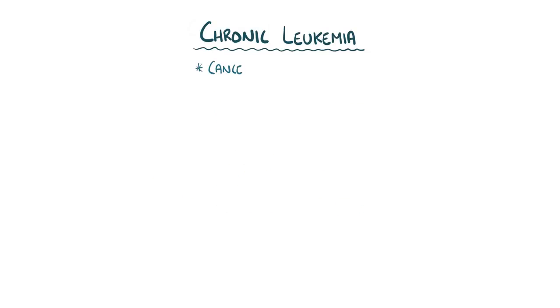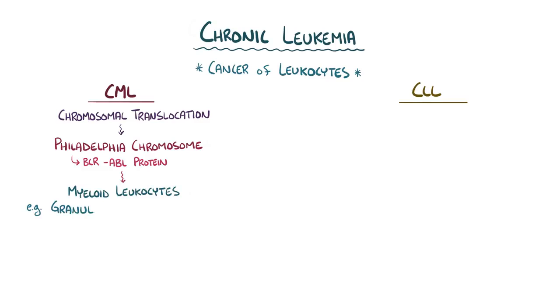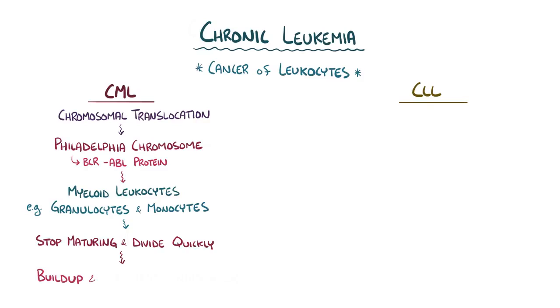Alright, as a quick recap. Chronic leukemia is a cancer of the leukocytes that includes both chronic myeloid leukemia, or CML, and chronic lymphocytic leukemia, or CLL. In CML, chromosomal translocation results in a Philadelphia chromosome, which codes for a protein called BCR-ABL. As a result, myeloid leukocytes like granulocytes and monocytes stop maturing and reproduce too quickly. These build up in the liver and spleen and cause hepatosplenomegaly.